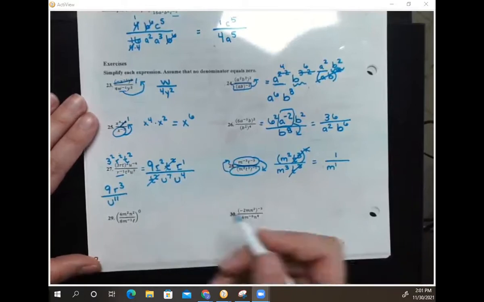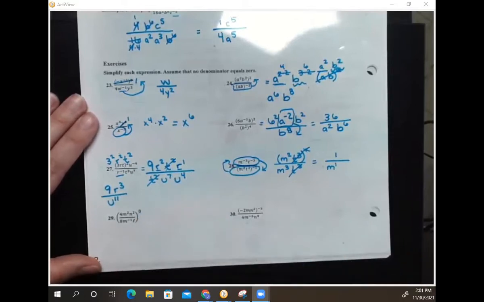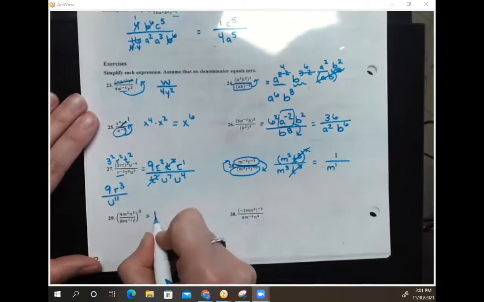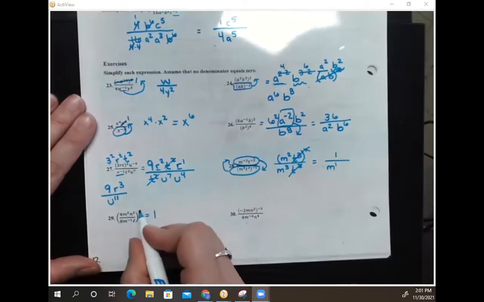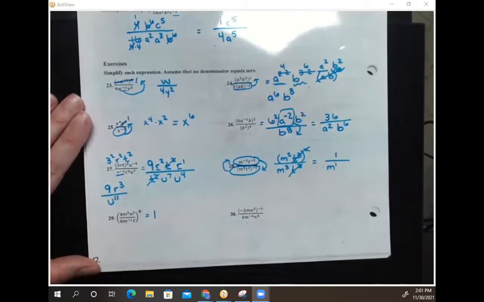29 looks like a tricky problem, but everything in that quantity is to the 0 power. So this is just 1. Doesn't matter how this simplifies in here, since everything's to the 0 power, just 1 there.